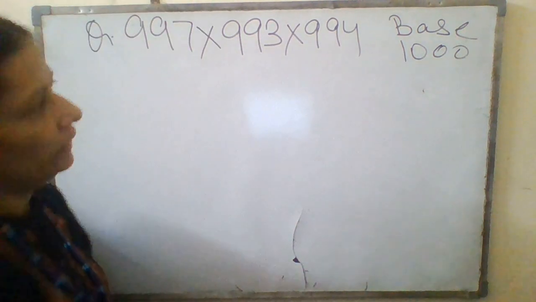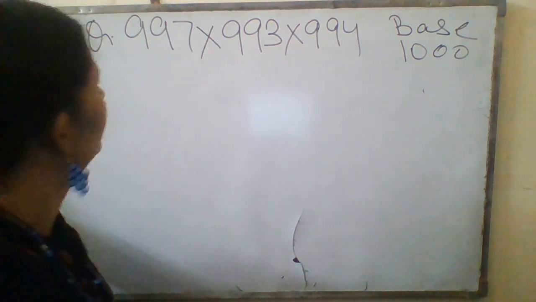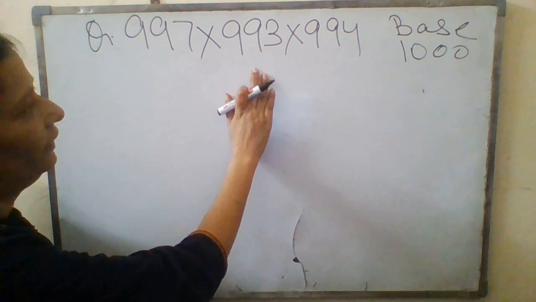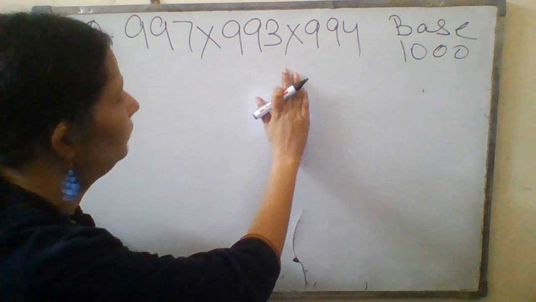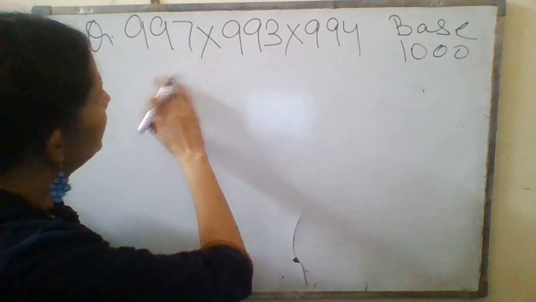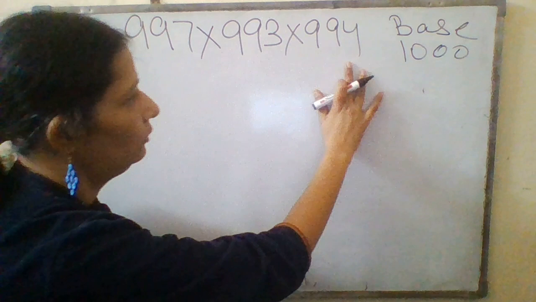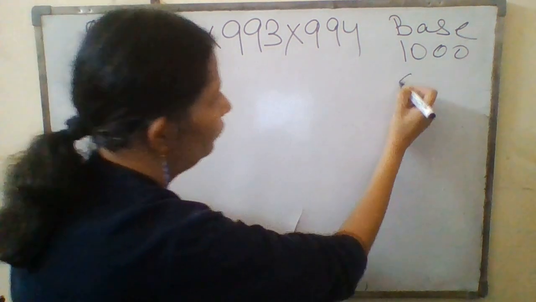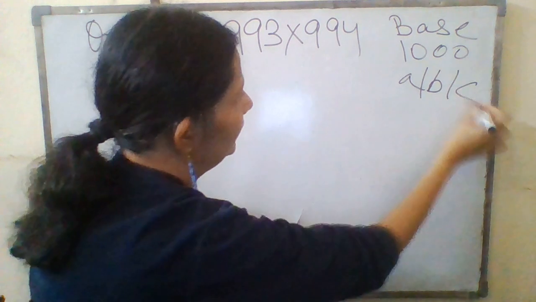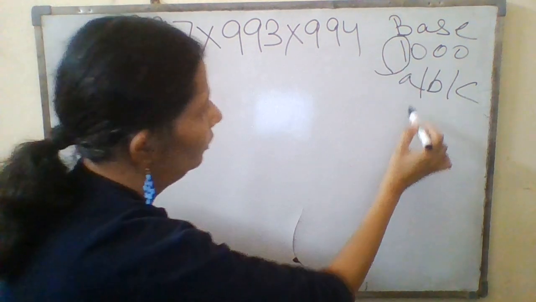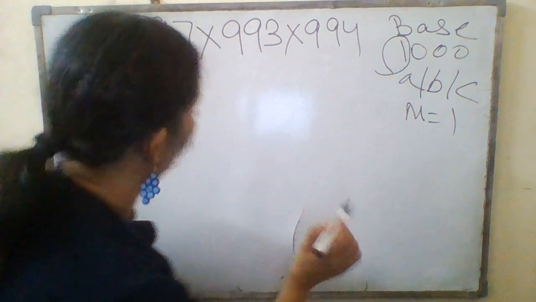Now you see another question I have taken here. This is 997 multiplied by 993 multiplied by 994. Now you can see all these numbers are close to the base 1000. Now first, definitely you have to find out A slash B slash C, and what is the multiplier here? This 1. Okay, multiplier here is 1.